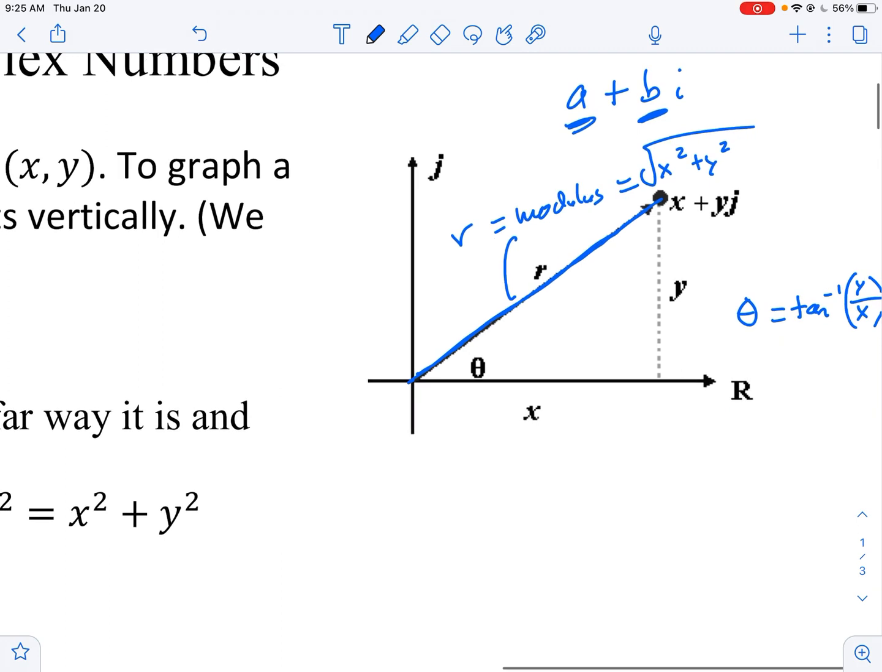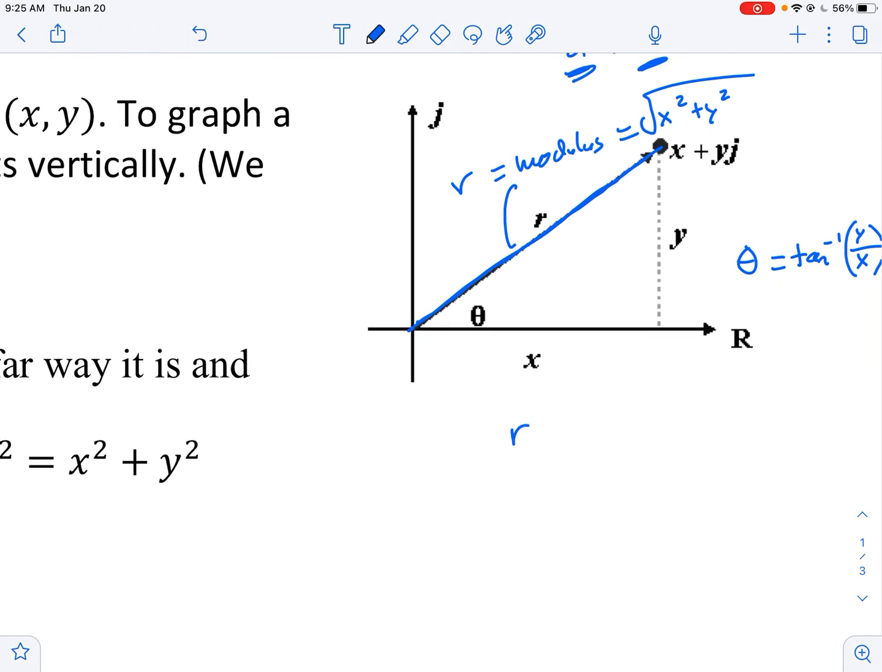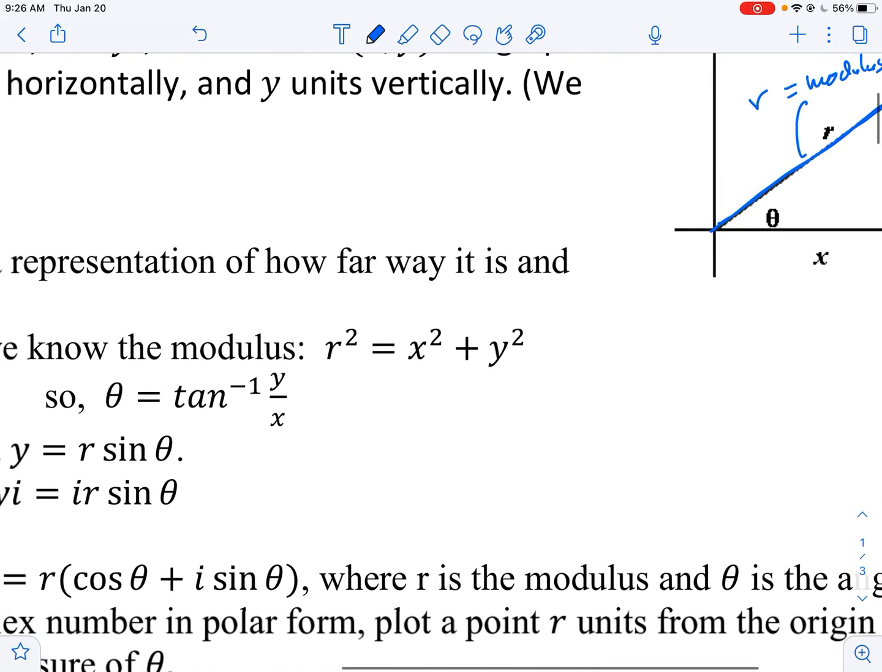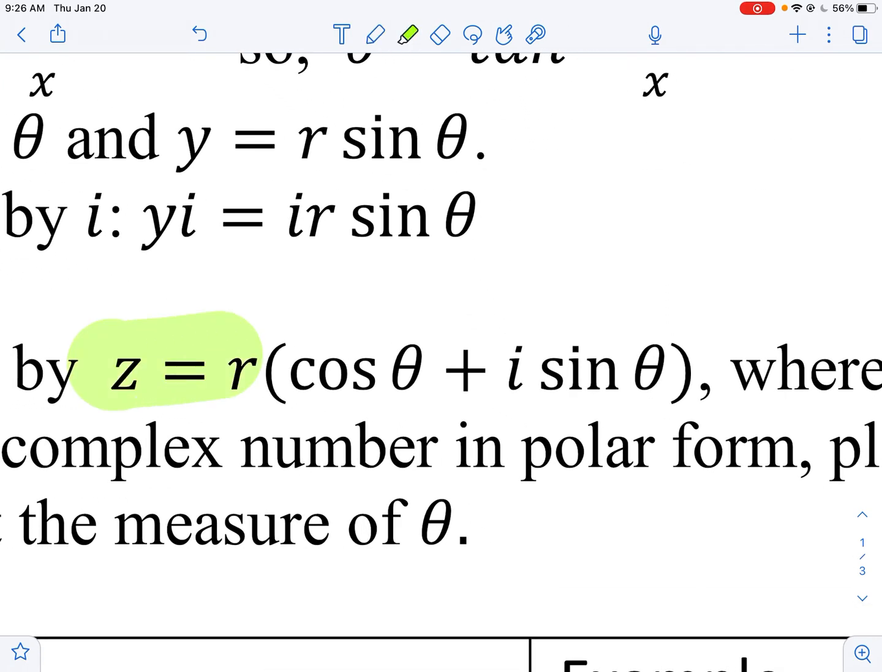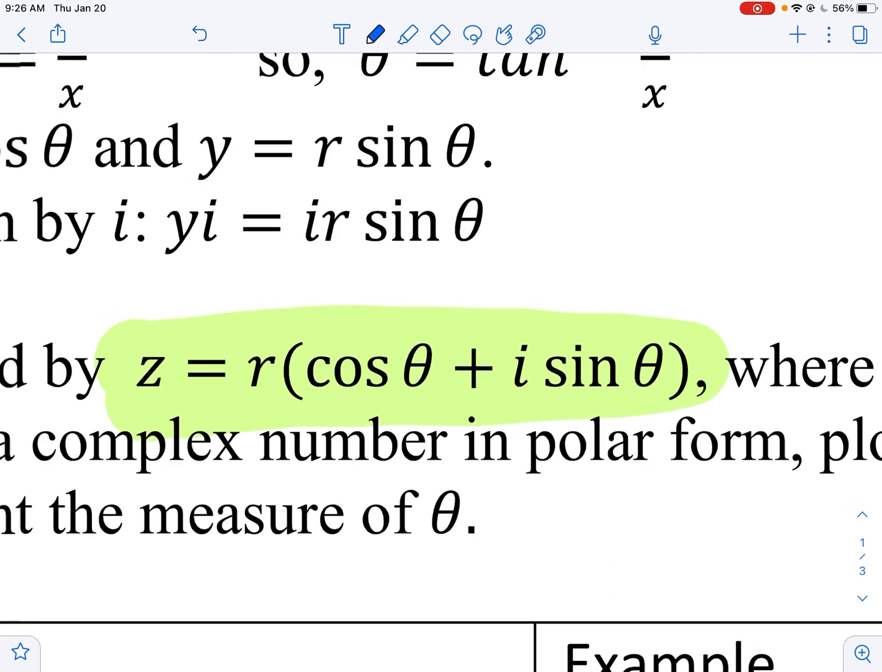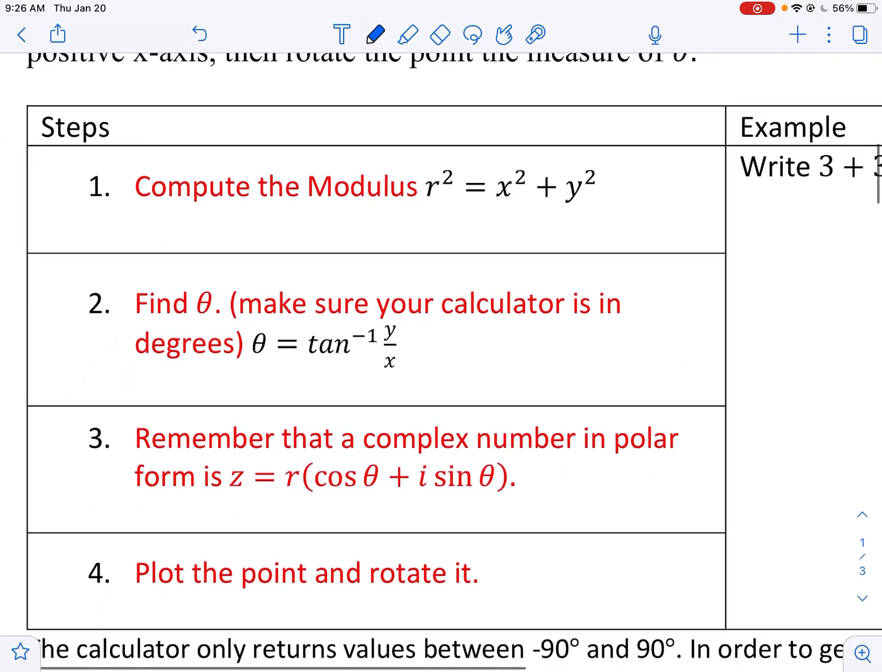But instead of writing your answer as just r theta, we're going to be writing it as this expression here. Let me kind of highlight it. It looks like this. And this lets you know that it's a complex number because we have this i here. And it's just a different way of writing it. So this is how we're going to do it. So let's go through the steps.